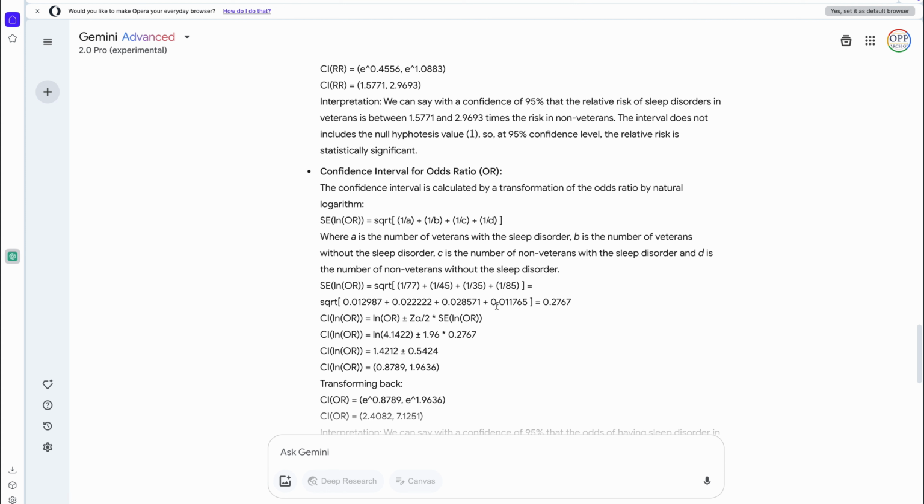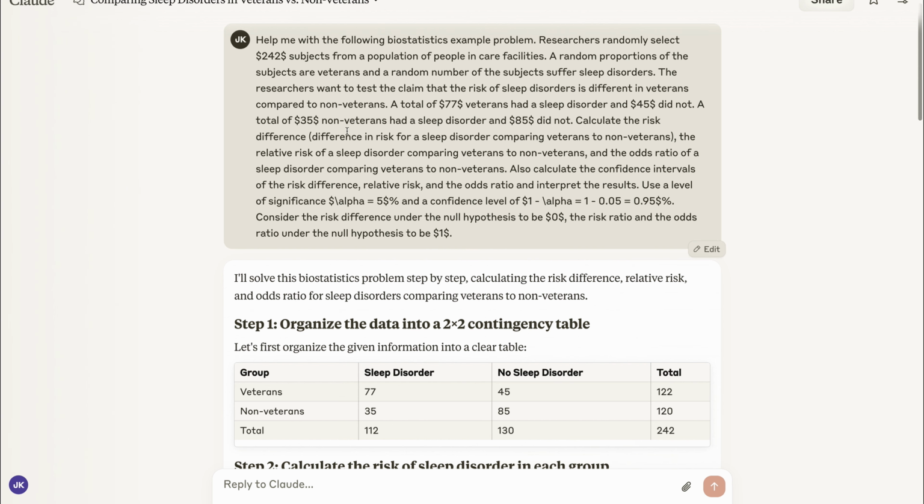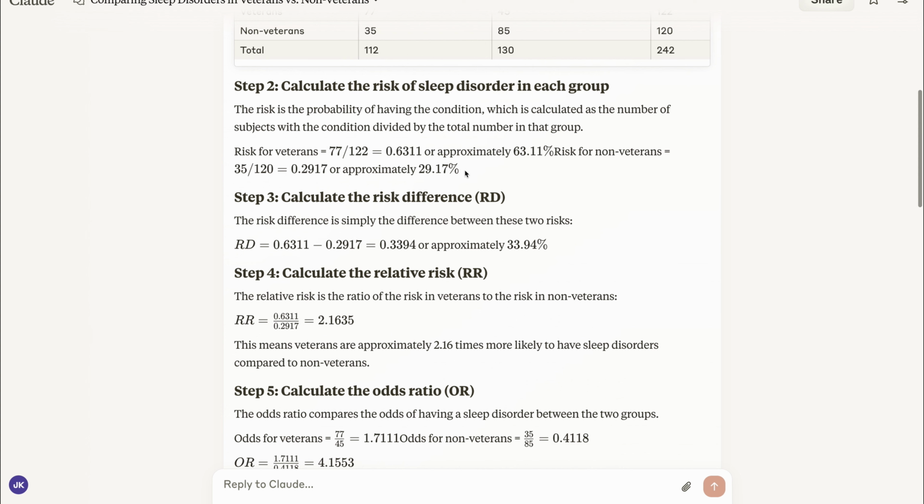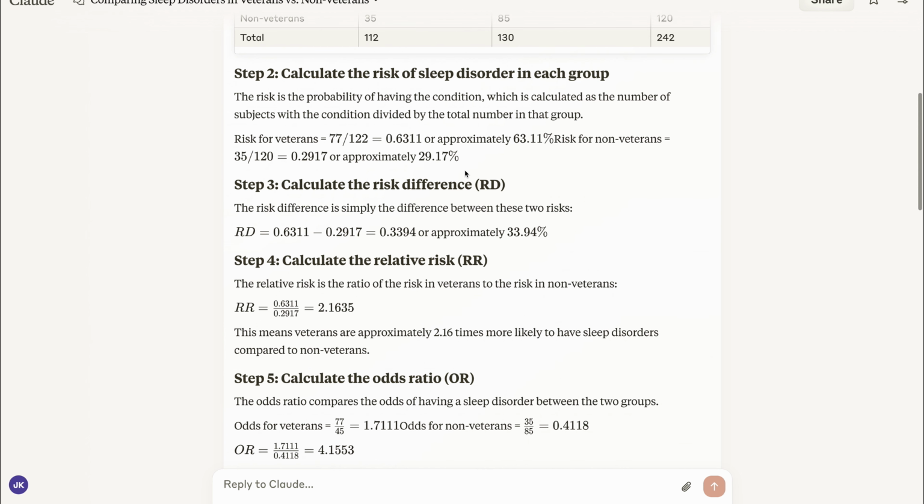So let's go to what I would then put in second place, and that would be Claude. So here's Claude. There is my prompt. You can see it's the exact same prompt. I've copied and pasted it very nicely. Claude starts with creating a table of observed data, or otherwise known as a contingency table. And I won't spend as much time with this one. We've already seen what's going on.